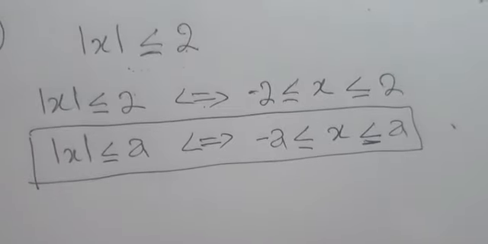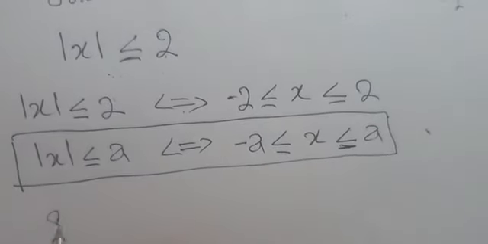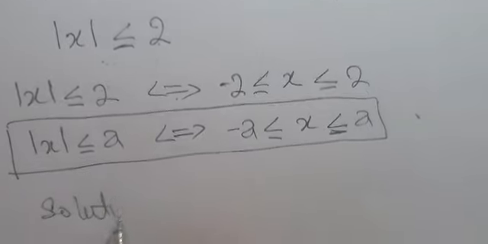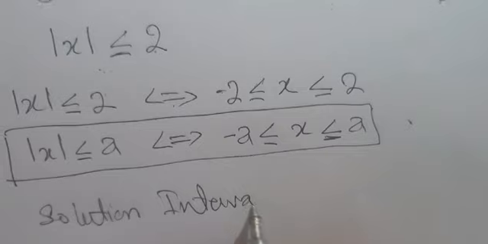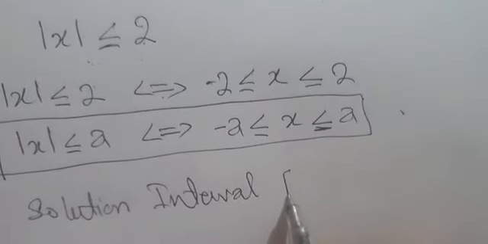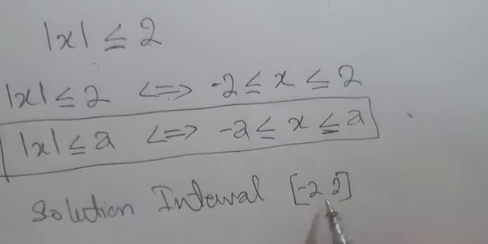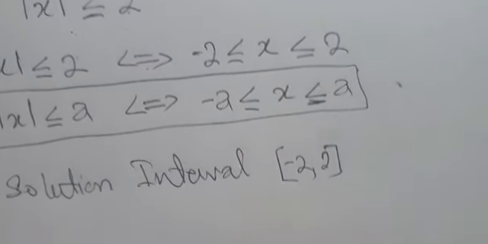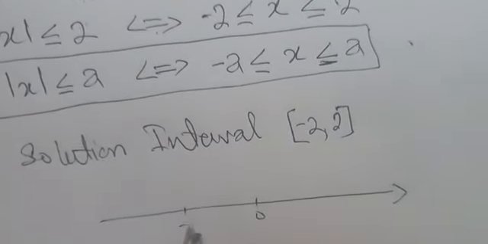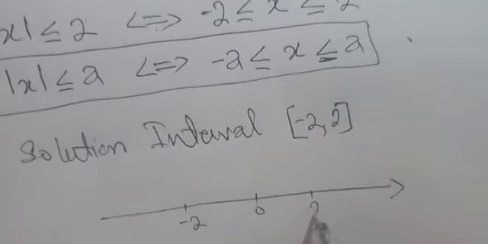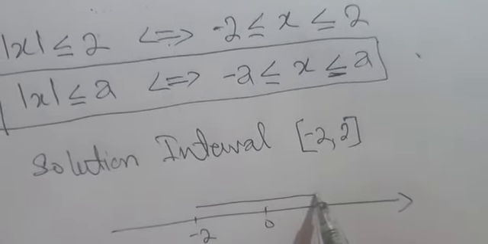So this implies we have the solution interval, and this time we will use the closed interval. And how we can draw it on the number line: let's say here we have negative 2 and here we have positive 2. So this would be the solution interval.